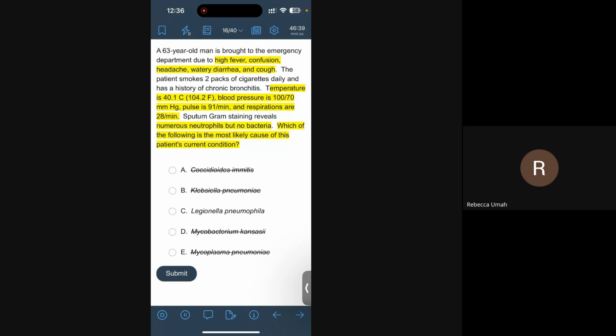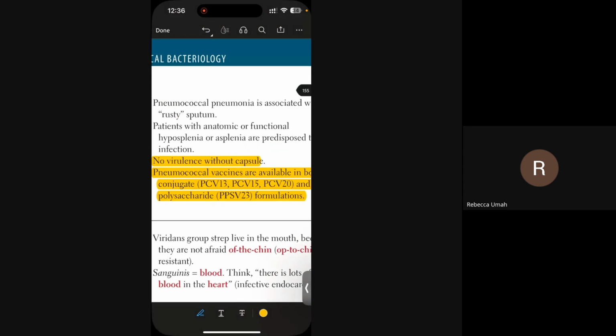diarrhea as well. We are also going to see neurological symptoms, and pneumonia symptoms as well, right? All of these things can be explained by Legionella. Legionella also does not stain on gram staining, and we have to use a special stain, silver stain, for Legionella.